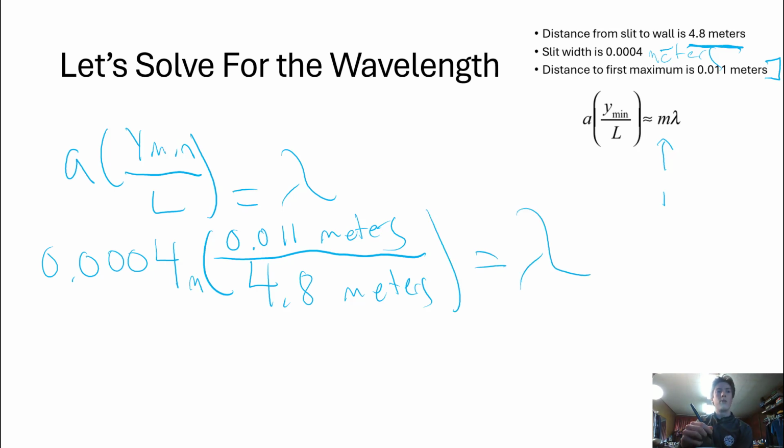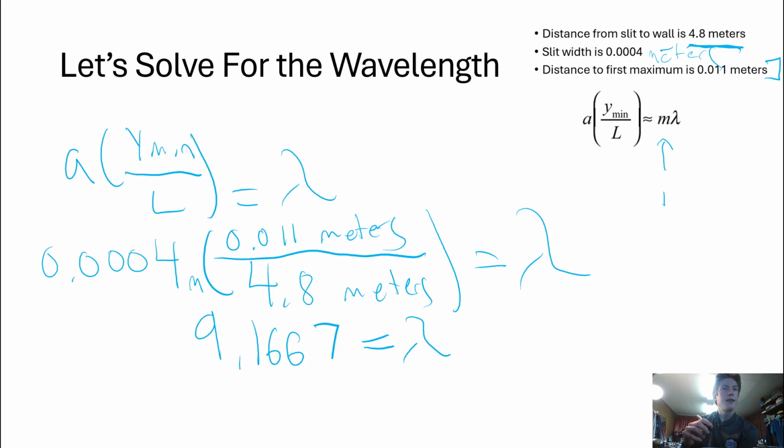And then we can just plug this into our calculator. We pull out our calculator. We plug in 0.0004 times 0.011, and we press enter, divided by 4.8 meters. And we basically get 9.166 repeating, and we just round that off to 7 here. And then we set that equal to lambda.